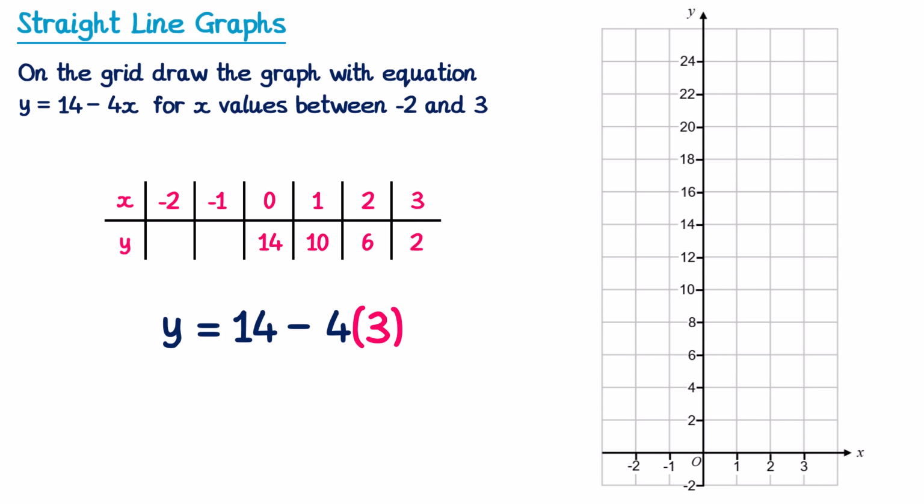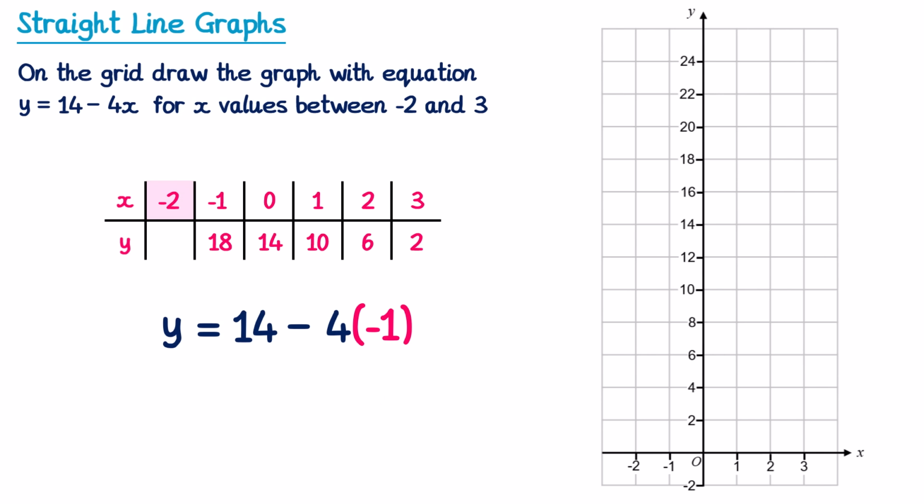Now let's go back and do negative 1. So we need to do 14 subtract 4 lots of -1. 4 multiplied by -1 is -4. So we've got 14 subtract -4. Whenever you subtract a negative number, we just add the positive version of the number instead. So this is the same as doing 14 plus 4. 14 plus 4 is 18. So when x is -1, y is 18.